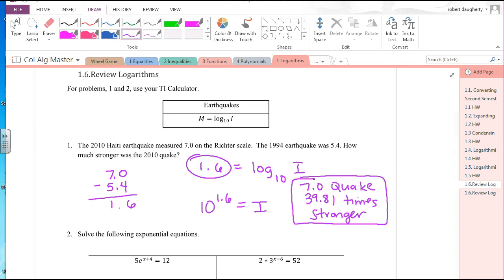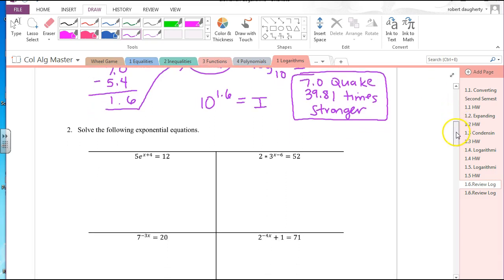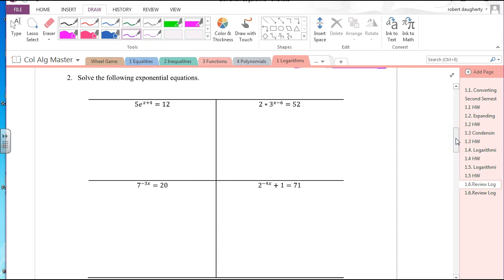All of these problems will work just like this. You'll have this formula, and you'll be given two numbers for the earthquake. Find the difference. When you find that number, that's going to be on the other side of the equal sign all by itself. That's your exponent. Then you convert to exponential form, use your calculator, and then answer the word problem with numbers and words.